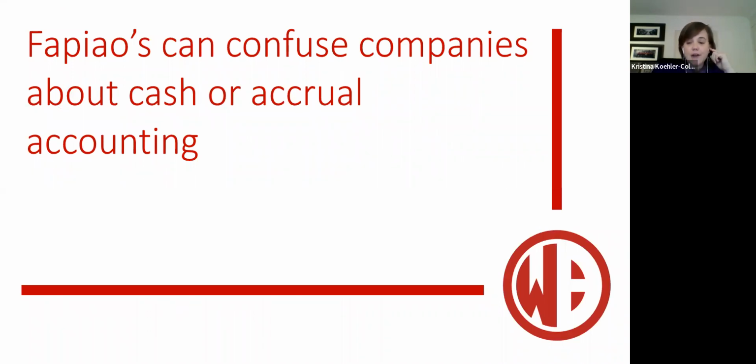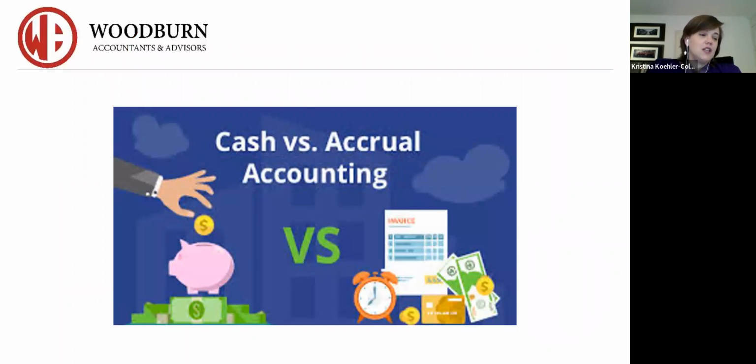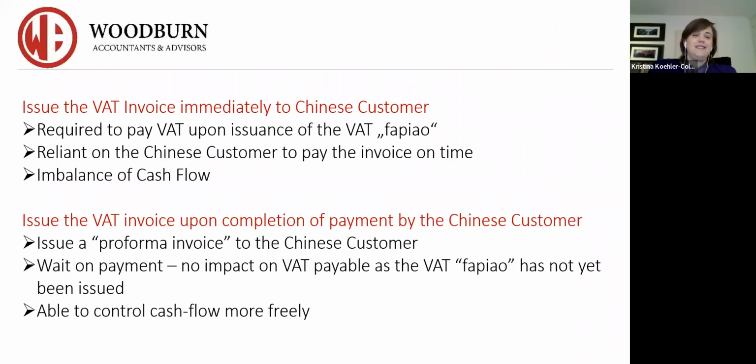Now, Fapiaos can definitely confuse companies about cash or accrual accounting. And I want to explain this. If you take the philosophy of the second step here, where I say issue a pro forma invoice and then we'll issue the Fapiao on the receipt of payment, that's cash accounting, because ultimately you're recording the Fapiao upon receipt of cash. If you take the other methodology of issuing the VAT invoice and waiting for payment, well, you're issuing the VAT invoice at the point where you are transacting and negotiating the deal. That is more like accrual accounting.